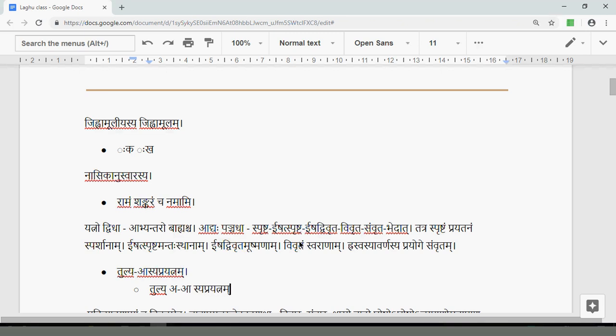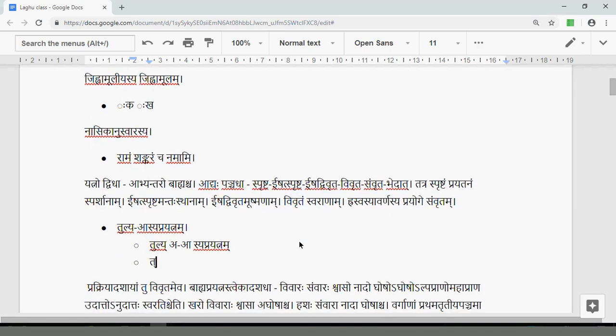So if I split it this way, then this a and a, so akara of tulya and akara of asya, how do you get tulyasya? How is it that you get tulyas, tul, a, and syap prayatnam? How do you get this?